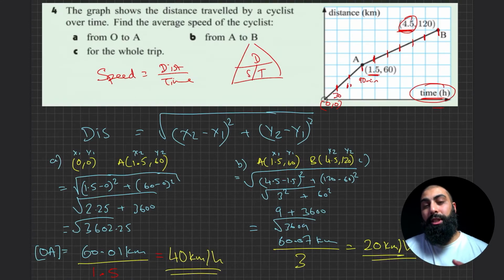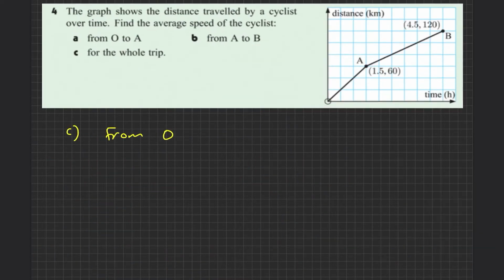So to work out the speed for part C, we're not going to go from O to A to B. We're going to go directly from O to B to work out the average speed of that journey. So we need to know what happens when we go from O to B directly, a direct route. So let's try to work this out.